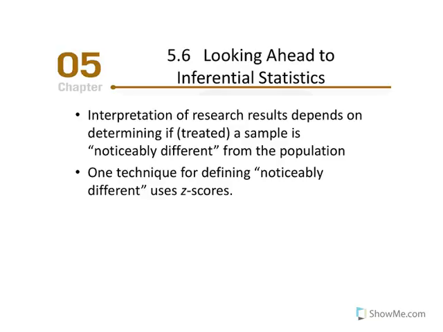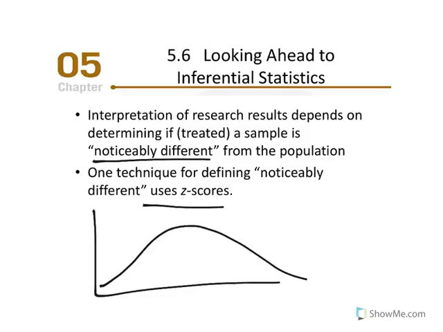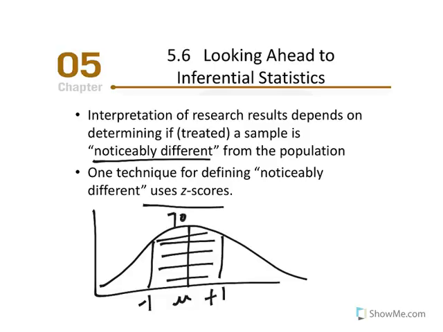Once a treatment is administered and we are able to make comparisons, we want to know, is the group that received treatment noticeably different? So we need to define what we mean by noticeably different. One technique for defining noticeably different is to use Z-scores. We've seen in our text this idea of one standard deviation unit above and below the mean. That represents the majority of scores. 70% of scores are going to fall within that region.